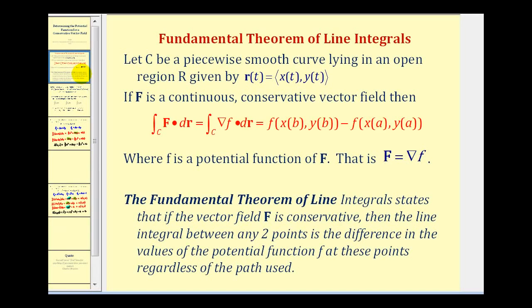And again, the significance of this is if we know the vector field is conservative, then the line integral between any 2 points is the difference in values of the potential function, which we just found, at these 2 points regardless of the path. So the potential function can make evaluating a line integral in this case much simpler.